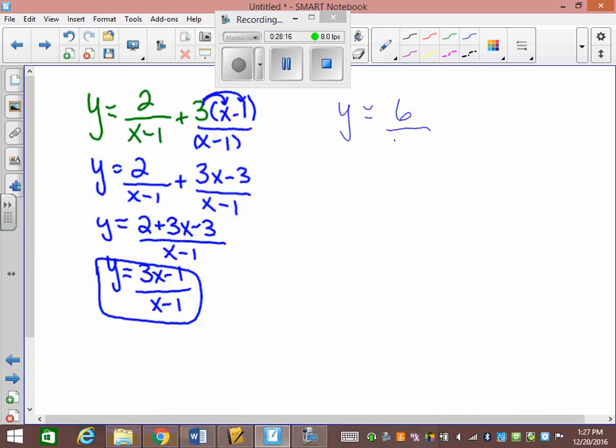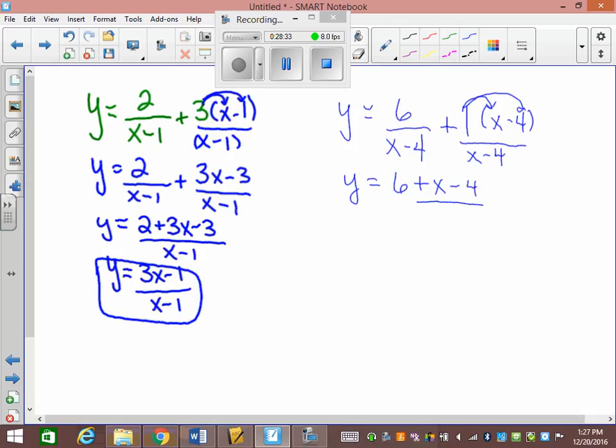Y equals 6 over x minus 4 plus 1. And I have to get a common denominator. So x minus 4, x minus 4. So I'm going to get y equals 6 plus x minus 4, because when I distribute a positive 1, it's not going to do anything, over x minus 4. So y equals x plus 2 over x minus 4. And I'm done.